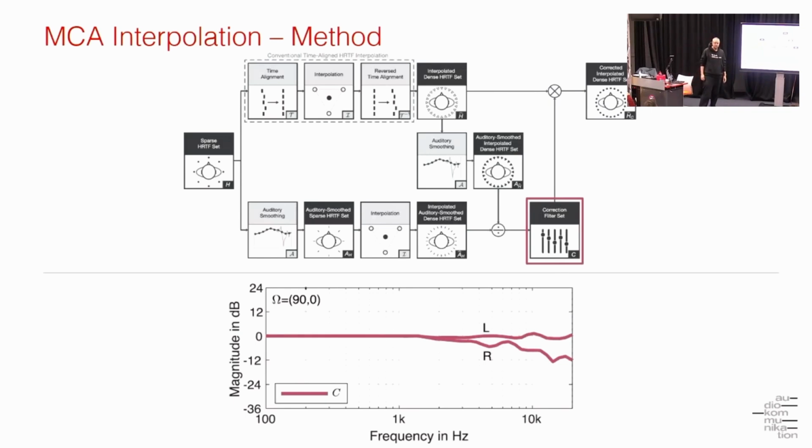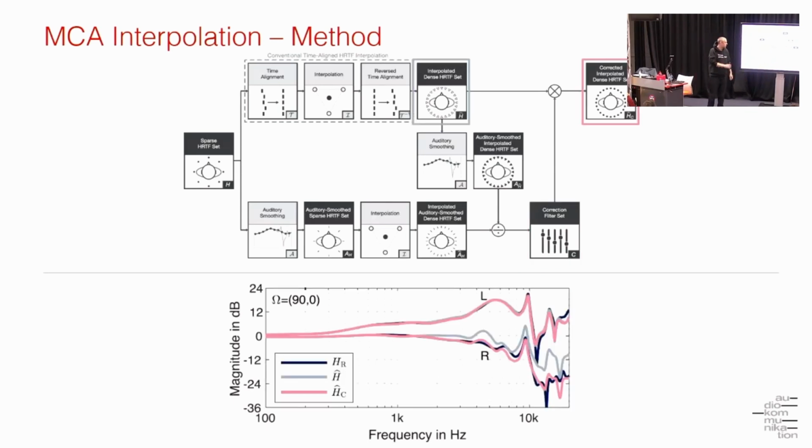So in this case, the correction filters look like this. We can see that for the left ear, the correction filter doesn't do much. So it seems that this was a source position where time-aligned interpolation worked well. For the right ear, the correction filter has gains of up to -12 dB. So we assume that this is a source position where time-aligned interpolation alone resulted in larger errors. And we then apply the correction filter to the HRTF coming from time-aligned interpolation. And let's see how that turned out.